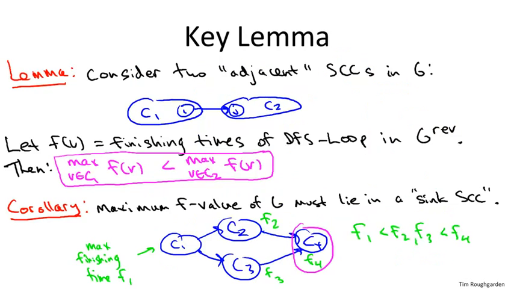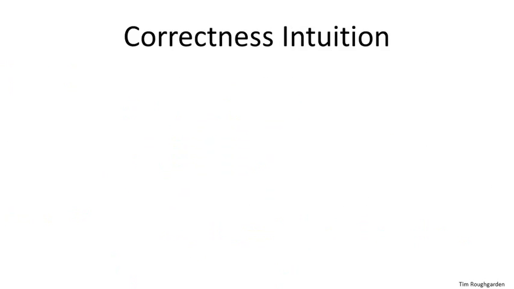Basically, you can keep following arcs and you keep seeing bigger and bigger finishing times. So the biggest one of all, it has to be somewhere where you get stuck, where you can't go forward, where there's no outgoing arcs, and that's what I'm calling a sink SCC. Okay, so assuming the lemma is true, we now know this corollary is true. Now, using this corollary, let's finish the proof of correctness of Kosaraju's algorithm modulo a proof of the key lemma.